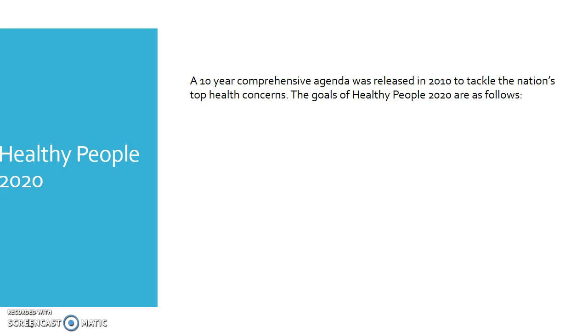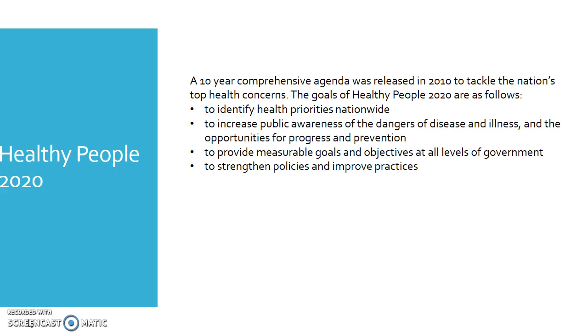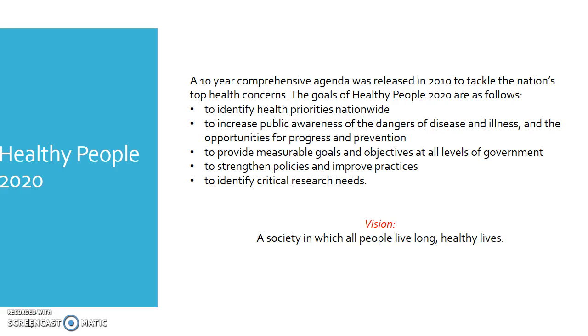The goals of Healthy People 2020 are simple: to identify health priorities nationwide, to increase public awareness, provide measurable goals, strengthen policies and improve practices, and to identify critical research needs. In accomplishing these goals, Healthy People 2020 hopes to actualize their vision of creating a society in which all people live long, healthy lives.